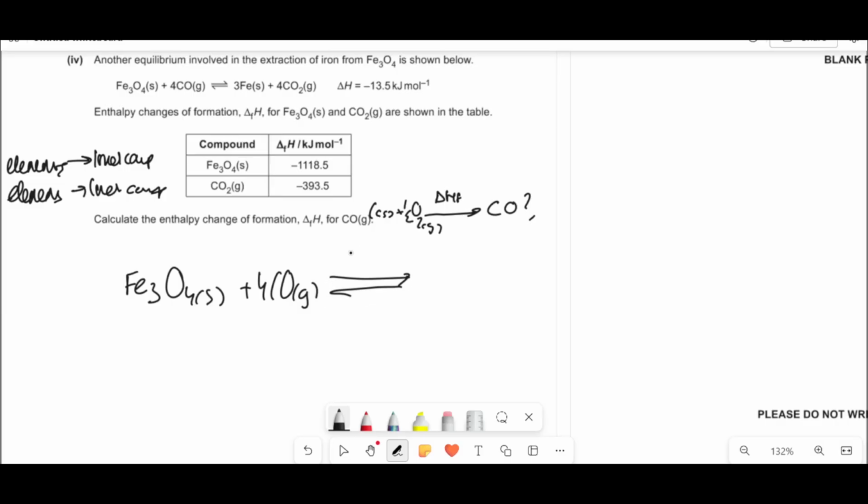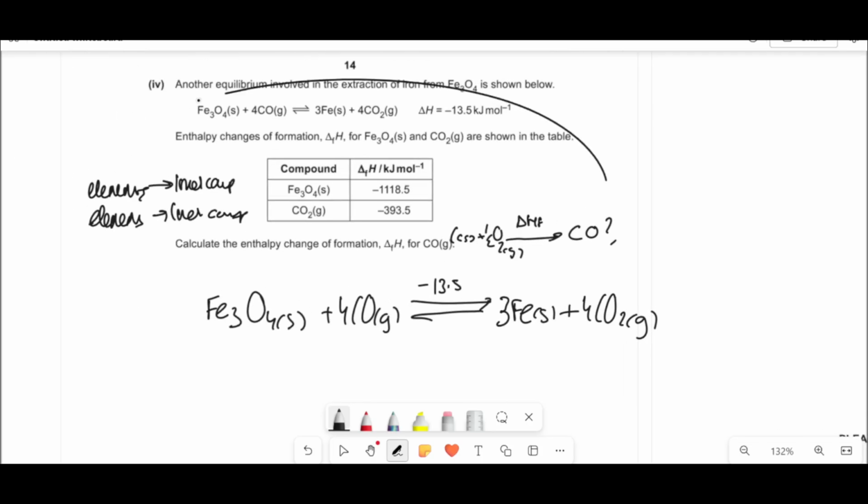Remember, every arrow is an enthalpy change, so it's going to be minus 13.5, because that's what the question's told you. 3 Fe solid plus 4CO2 gas. Right, now what you do is you compare what you've got in the table, what you want and what you're looking for, to what's in the equation.